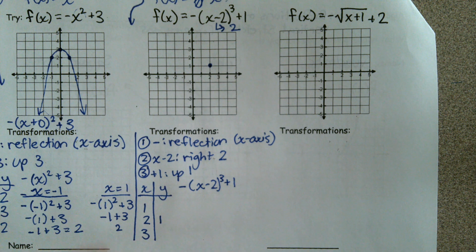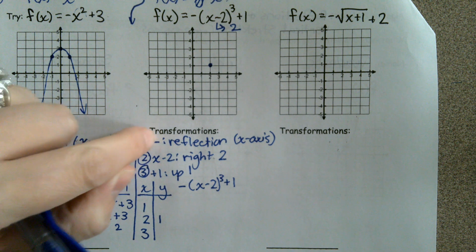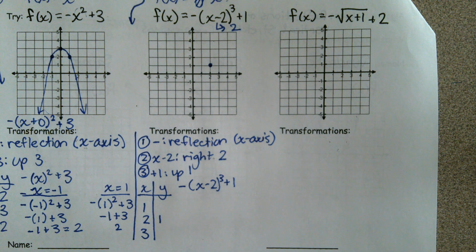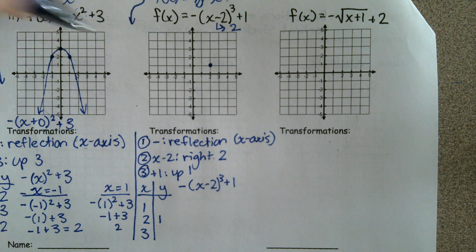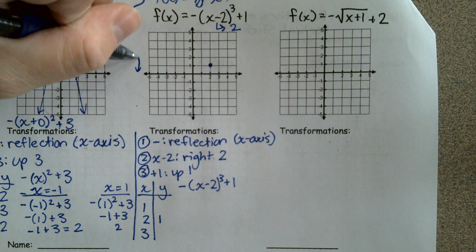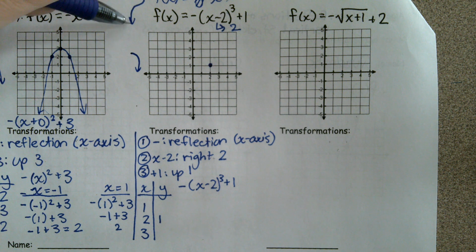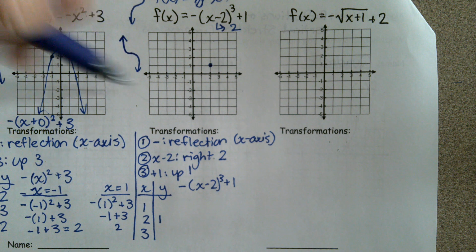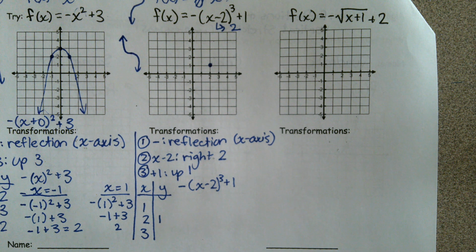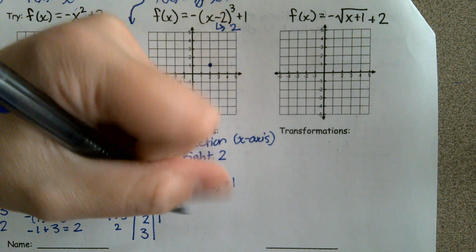And before I get any further, I forgot to mention this. Since we're reflecting our graph, that's going to change the shape. So this arrow pointing up is going to point down, and this arrow pointing down is now going to point up. So this is what it should look like when it's all said and done. That's really important to pay attention to, especially on the cubics. Cubics are tricky. All right, back to what I was doing.